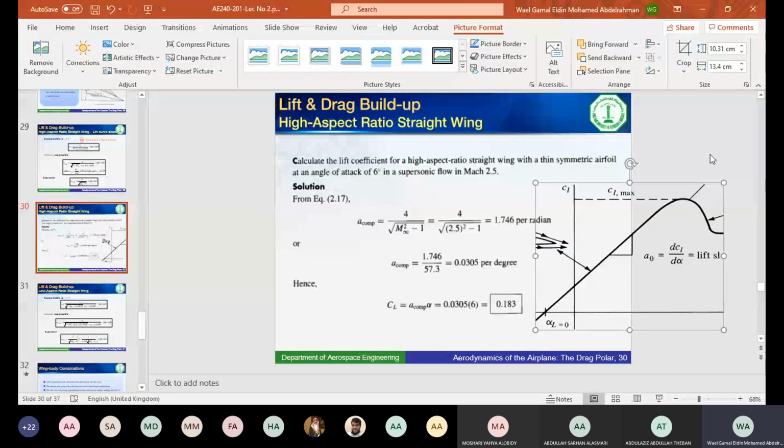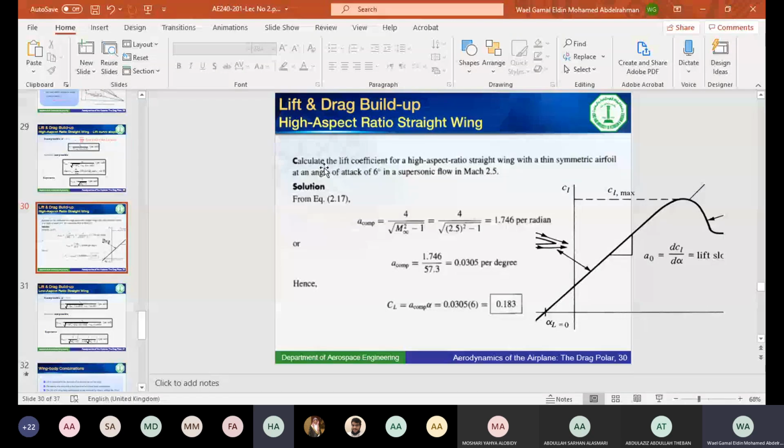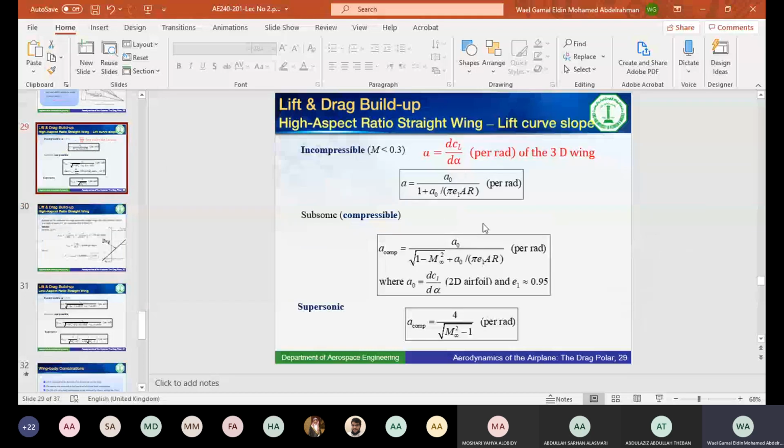Let's read the problem. Calculate the lift coefficient for a high aspect ratio straight wing. So it tells me it's a high aspect ratio straight wing with a thin symmetric airfoil at an angle of attack of 6 degrees in a supersonic flow. So it tells me the flight regime so that I can know which equation to use. Now I don't want you to memorize these equations, of course. These equations, if needed, will be provided in a formula sheet or something, but I need you to know how to use them and what's the physical meaning of each.